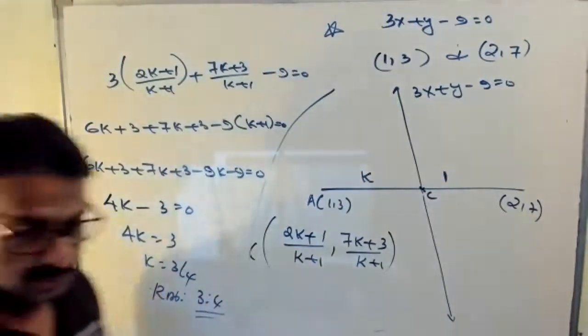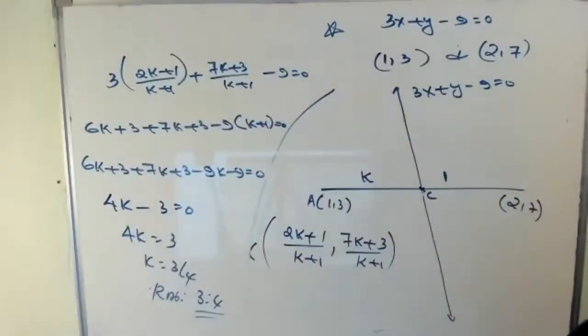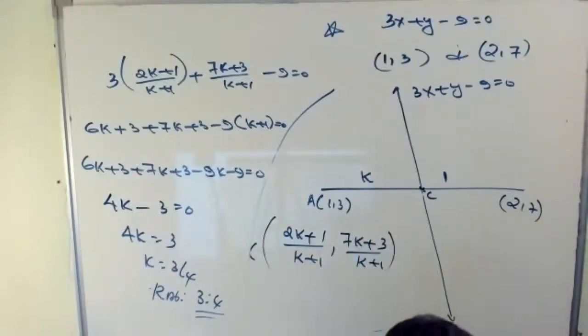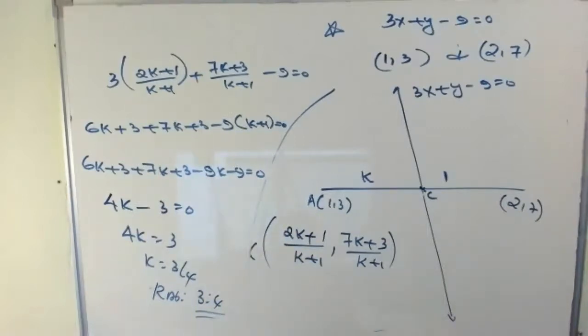Okay, write first. The ratio is 3 is to 4. After getting this point, you write: since C lies on 3x plus y minus 9 equal to 0, then we continue. Are you writing? Others, is it okay?